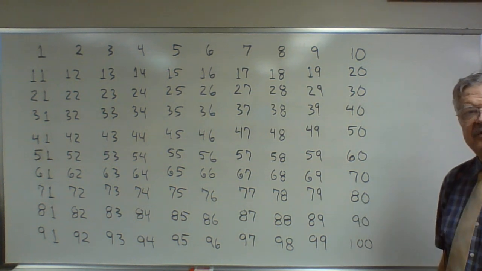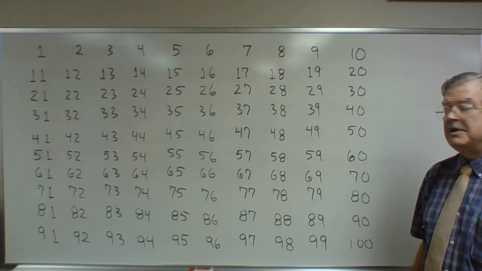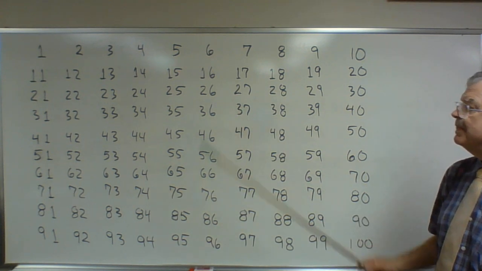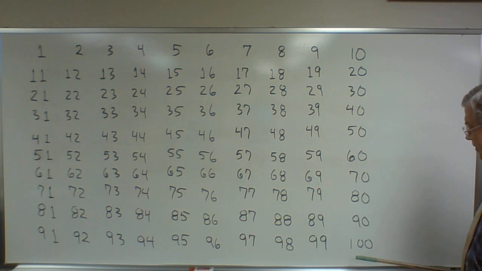Okay, here we go. Sieve of Eratosthenes. The first thing that we do is we create a table from 1 to however high we want to go. I'm going to stop at 100 here because I got tired of writing numbers, and also I'm at the bottom of my whiteboard, so I can't go any farther.